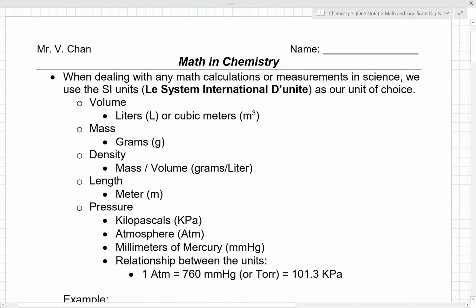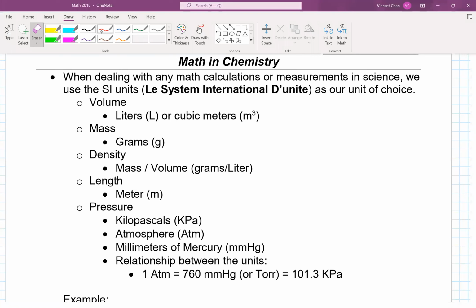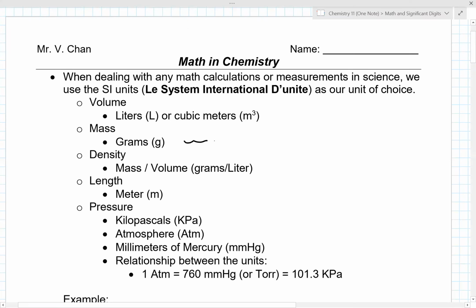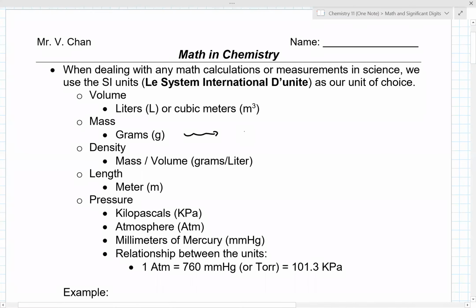Okay, so density in the scientific community is mass over volume, or grams per liter, and length is usually in meters. Now, one thing for you to be aware of is converting between kilograms and pounds, like what I was talking about: 1 kilogram is equal to 2.2 pounds. Okay, so that's something for you to be aware of.